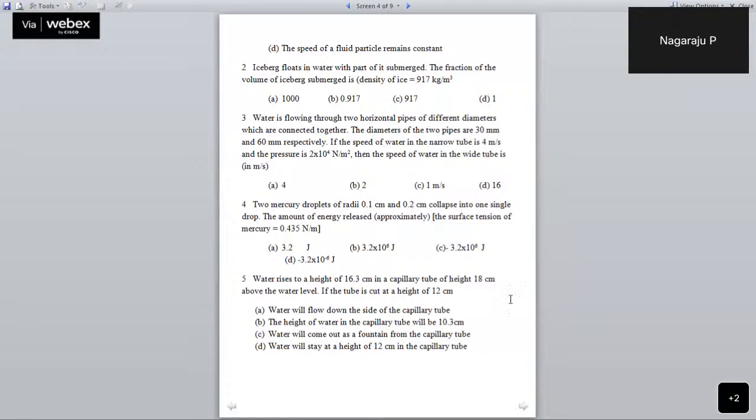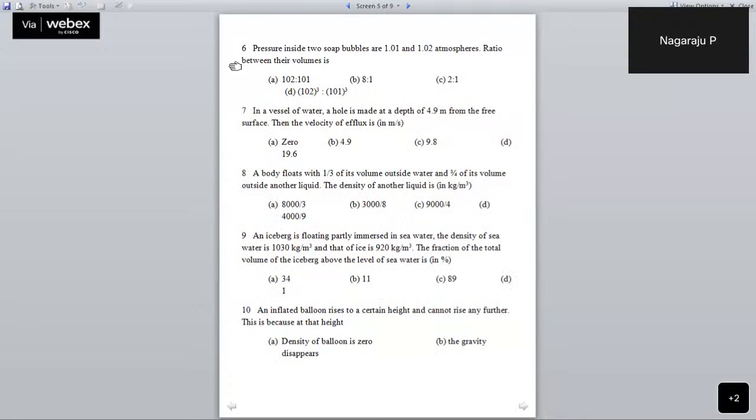But here, if you read all the choices, water will flow downside the capillary tube, the height of water will come out as, yes, water will stay at a height because it is a height 16.3 centimeter, capillary tube height 18 centimeter, but it is cut at a height means 6 centimeter is cut, and therefore it will stay up to 1 centimeter, it will not come out. So this is what you have on question number 5. We will come to question number 6.